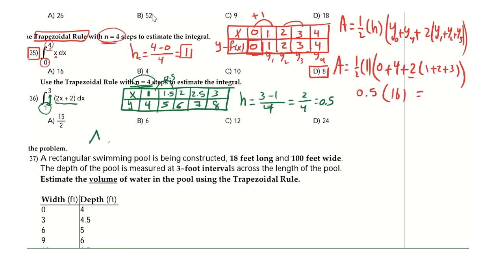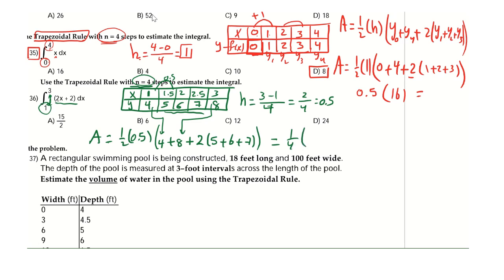Let's apply the rule. Area is equal to half h, and h here is 0.5. And then I open a bracket: first value of y plus last value of y, plus twice 5 plus 6 plus 7. So it's equal to half by half, which is a quarter, times 4 plus 2, 5 plus 6 plus 7 is 18. 18 times 2 is 36. 36 plus 4 is 48. And a quarter of 48 is equal to 12. So the answer is 12.